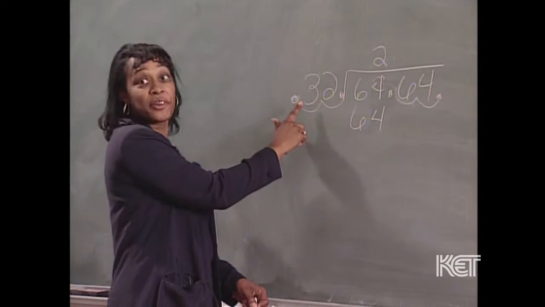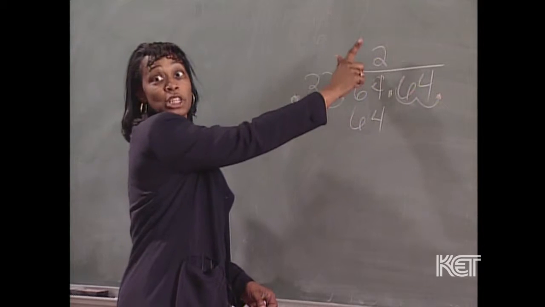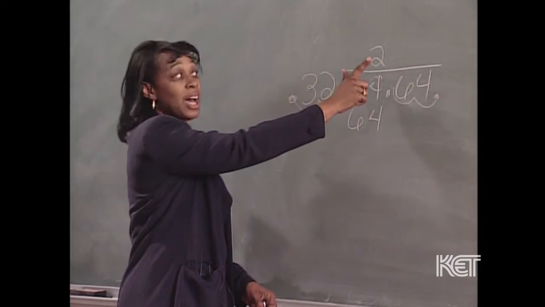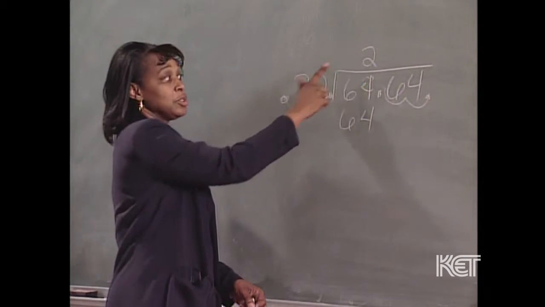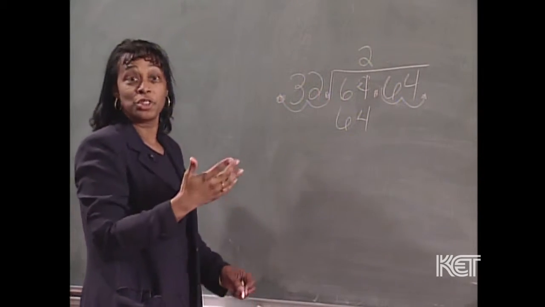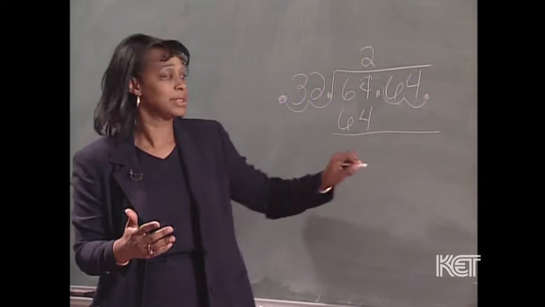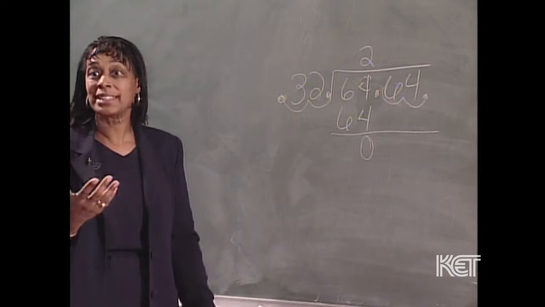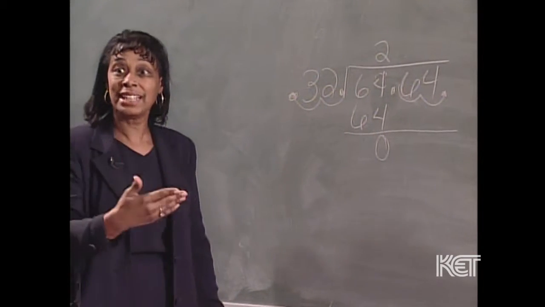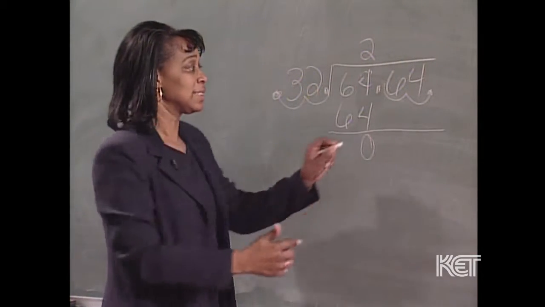and then go ahead and continue to divide. 32 can be divided into 64 2 times. Your next step in dividing is to multiply that by. 2 times 32 is 64. Your next step here would be to subtract. Now, when I subtract here, there's nothing. So our next step is to bring down the 6.